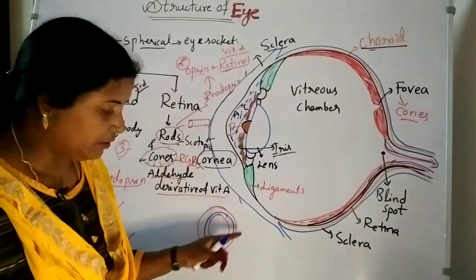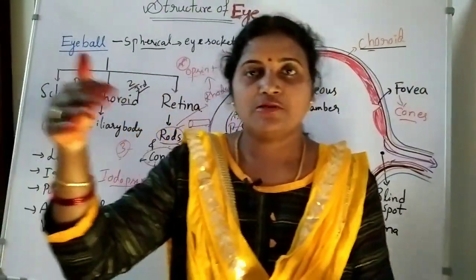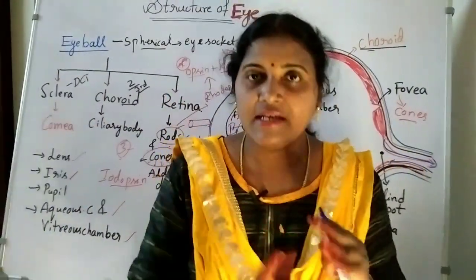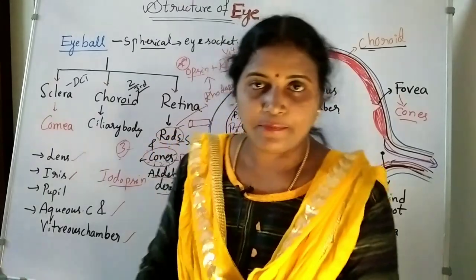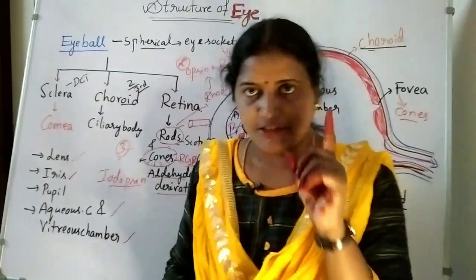It is surrounded by 3 layers: the outermost layer, the middle layer and the inner layer. In a simple way, today we are going to clear the concept of structure of the eye, and please do watch the video till the end, then only you will be able to get the concept.